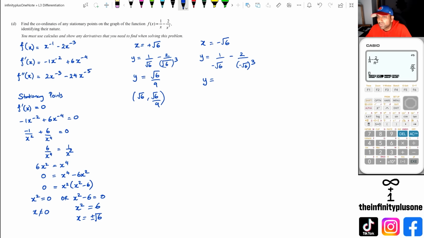See, the thing is, what you can do now is store alpha as negative square root of 6. So we're going to do negative square root of 6, let's just get rid of all of this. And I'm going to store this now as alpha A.